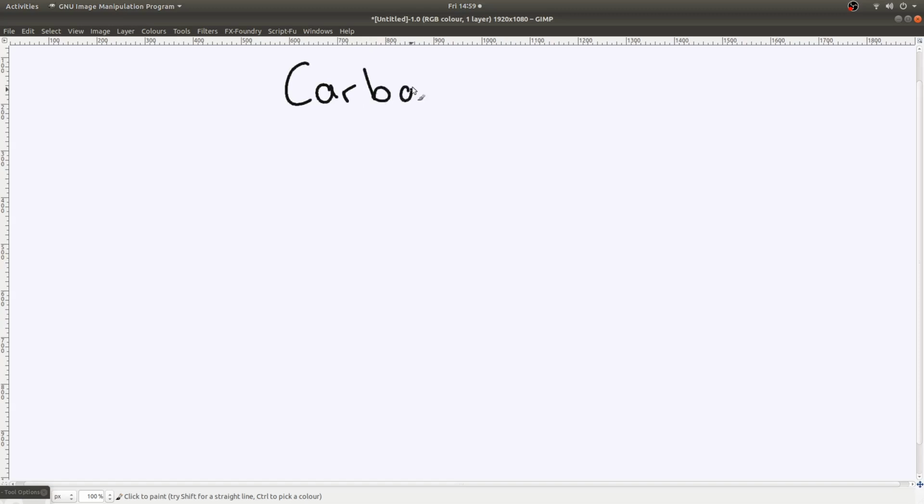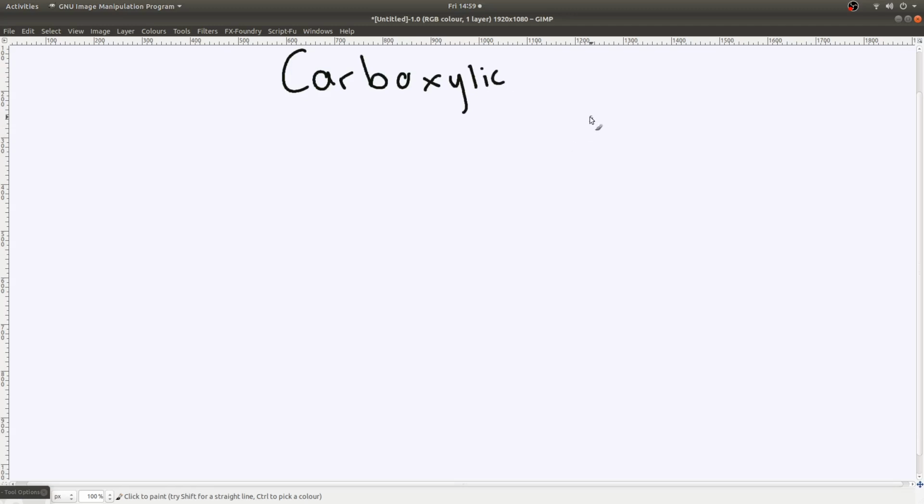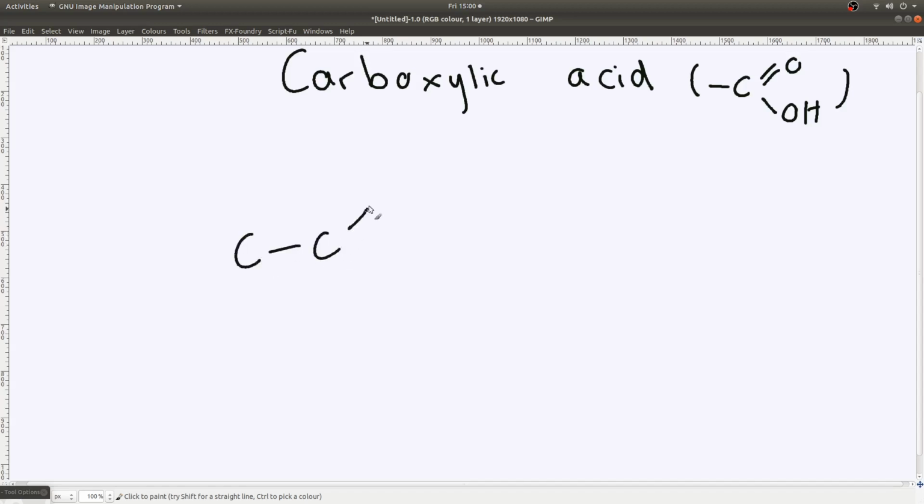So in this unit, the next type of organic molecule that we're going to meet is carboxylic acids. Now, a carboxylic acid will contain a COOH group like that. So let's have a look at a carboxylic acid, a simple one.